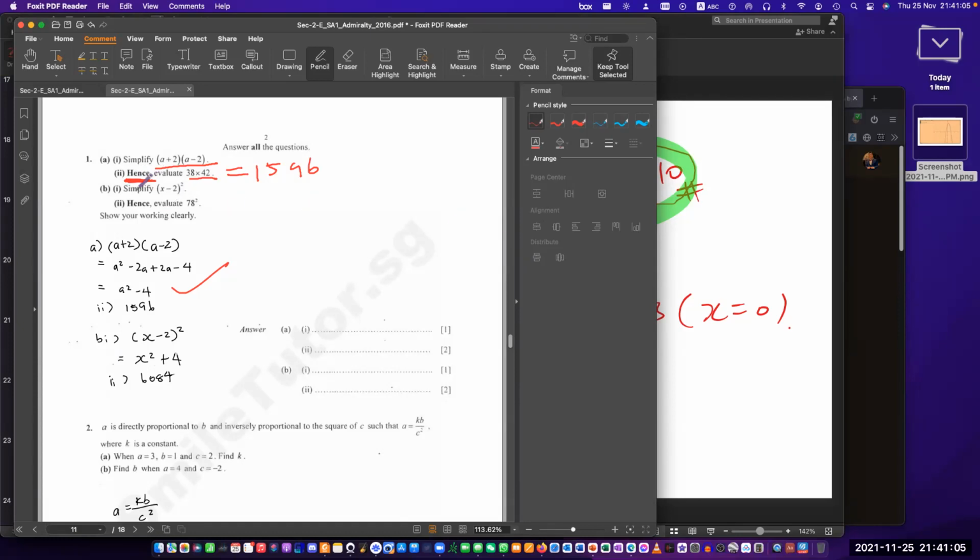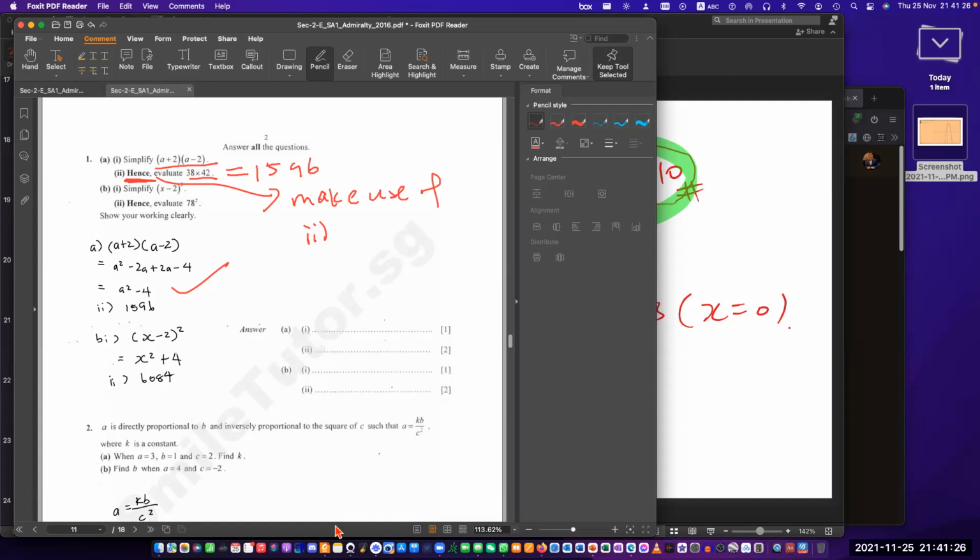No. Hence means you need to make use of your part A. So let's say this is part 1, so then therefore you need to make use of part 2. How? I'm going to demonstrate to you.